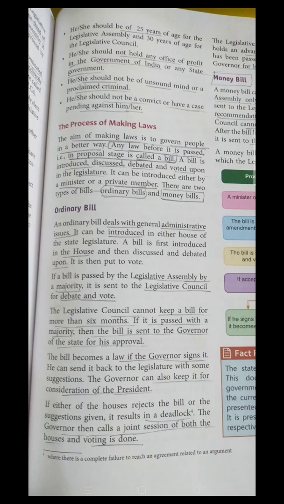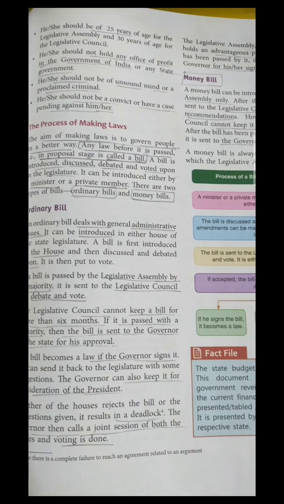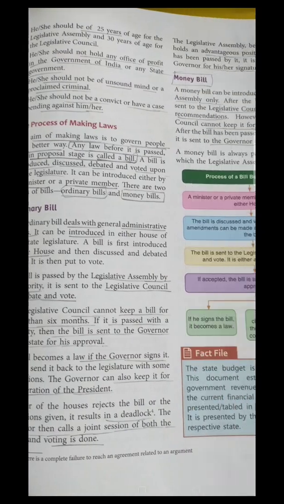The governor can also keep it for the consideration of the president. The governor has the right to keep the bill with himself just to discuss it with the president. Okay, so definitely this is the process which is followed in the ordinary bill session.